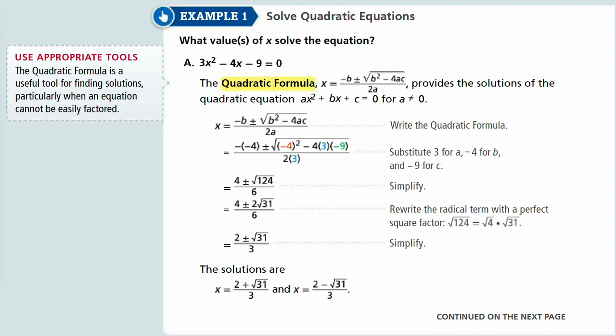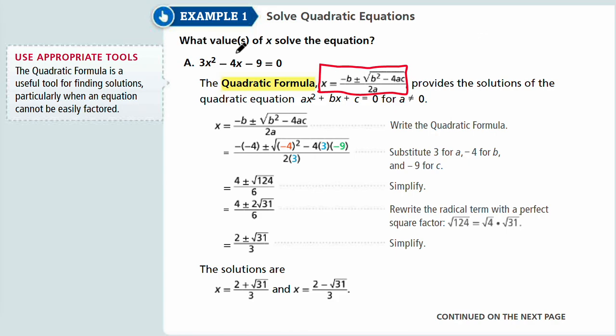So let's look at part A. 3x squared minus 4x minus 9 is equal to 0. The quadratic formula, as we have looked at, is x equals negative b plus or minus square root b squared minus 4ac all over 2a. This is the quadratic formula. This provides the solutions of the quadratic equation ax squared plus bx plus c equals 0 for a that's not equal to 0.